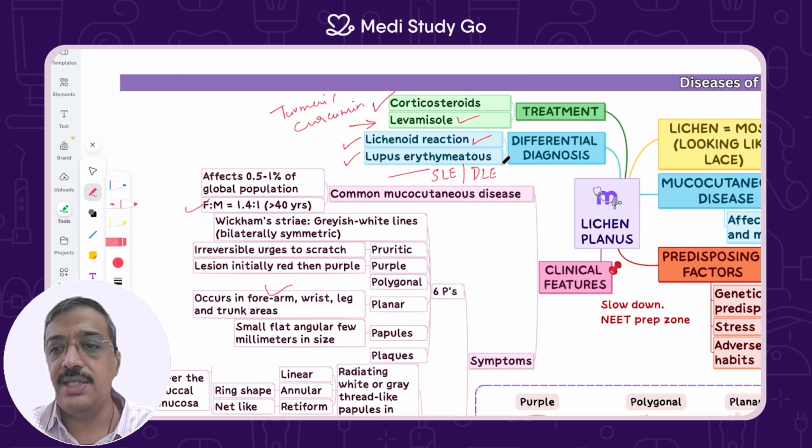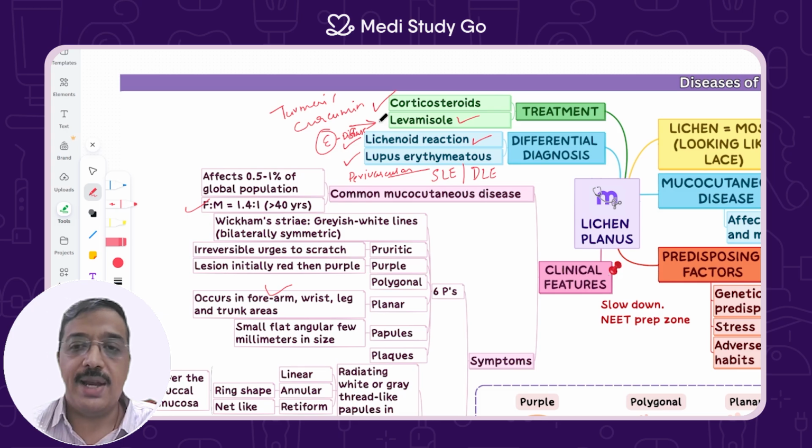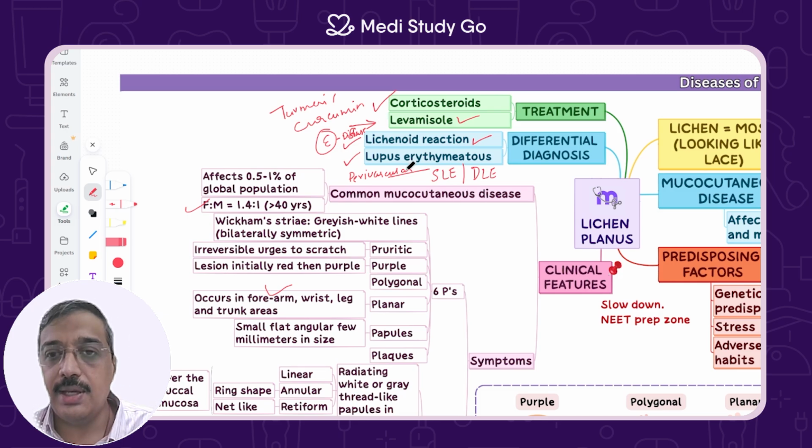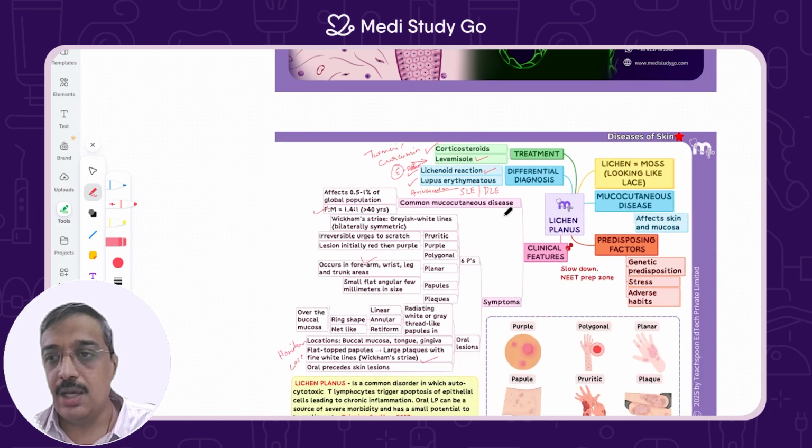The other lesion which has a lichenoid tissue reaction pattern is systemic lupus erythematosus and discoid lupus erythematosus, which will have a perivascular inflammatory infiltrate. In a lichenoid tissue reaction pattern, the differential would be the presence of eosinophils and a diffuse band. A well-defined band will be the feature of lichen planus. All right, so this was a quick revision which you have seen.